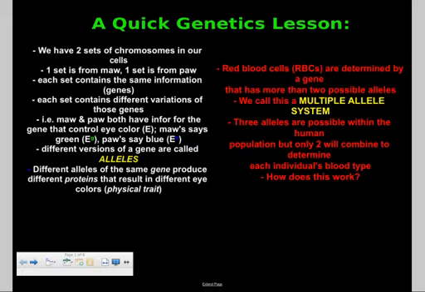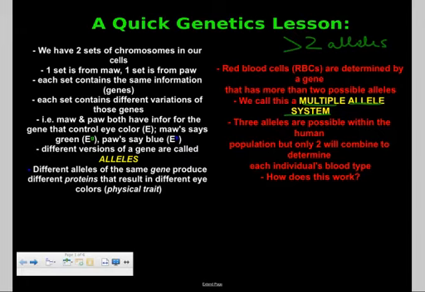Well, red blood cells inside of our body function the same way. They're determined by a gene that has more than two possible alleles. In other words, one allele could say green, one allele could say blue. Those are two possible alleles. But in reality, we know that we could get a brown allele from mom and a blue allele from dad, or a brown allele and a green allele. So as long as you understand that any time we have more than two alleles that we could inherit, this is going to give us a multiple allele system.